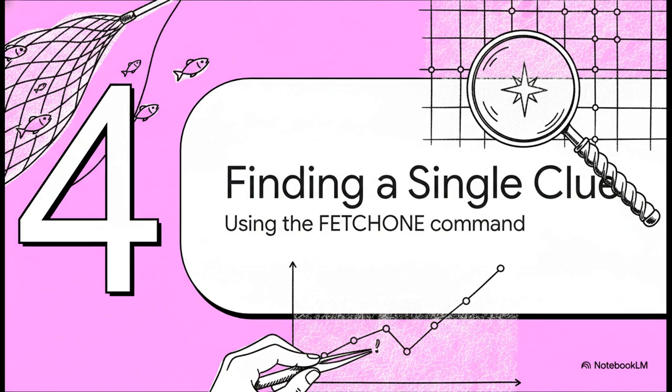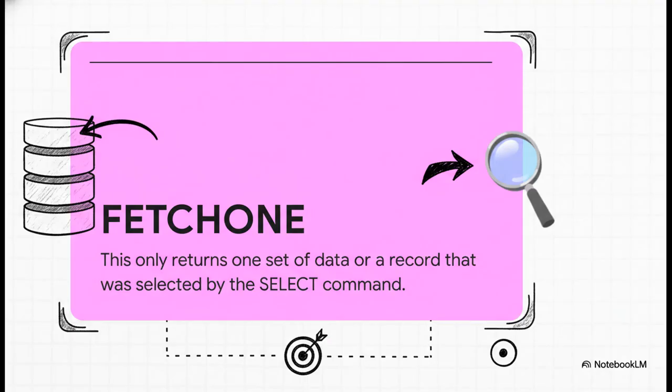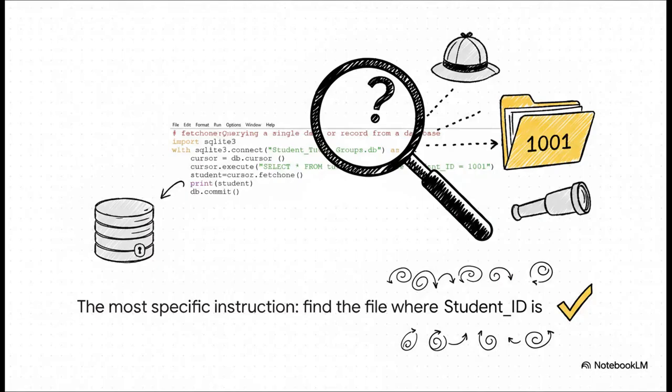So casting a net is awesome, but what if you're not on some big fishing expedition? What if you're hunting for one very specific clue, a single piece of evidence that could crack the case? For that, we need a tool that's a bit more surgical. And that tool, my friends, is fetchone. Unlike his buddy fetchall, this one is all about precision. It returns only the very next record that matches your query. Just one, that's it.